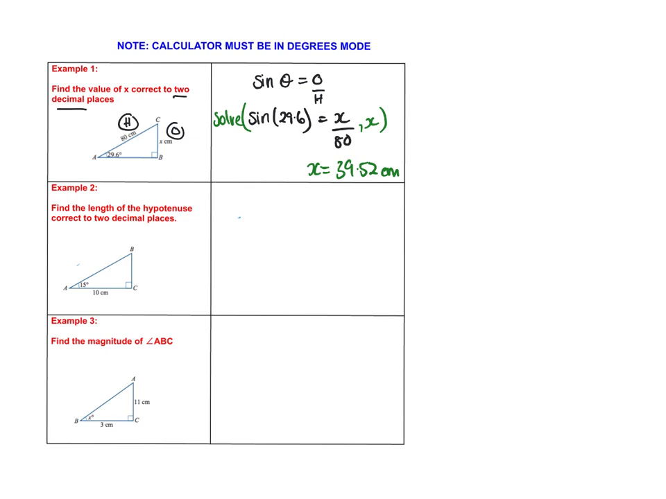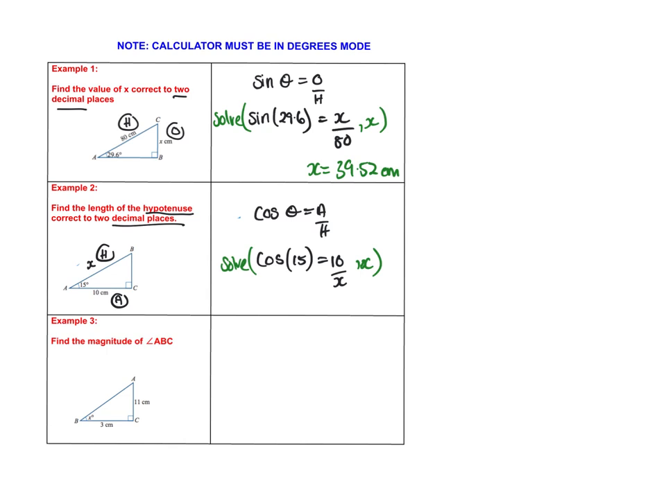All right, so if we have a look at the second one, we've actually got the adjacent, and they've asked me to find the hypotenuse to 2 decimal places. So this is the question. If we've got that one, we're using cos, A over H. So you just pop in what you know. You've got cos 15 equals 10 over x, and you can use the solve again. That's no problem. As I said, they're just testing what formula to use, not that you can rearrange that or anything.